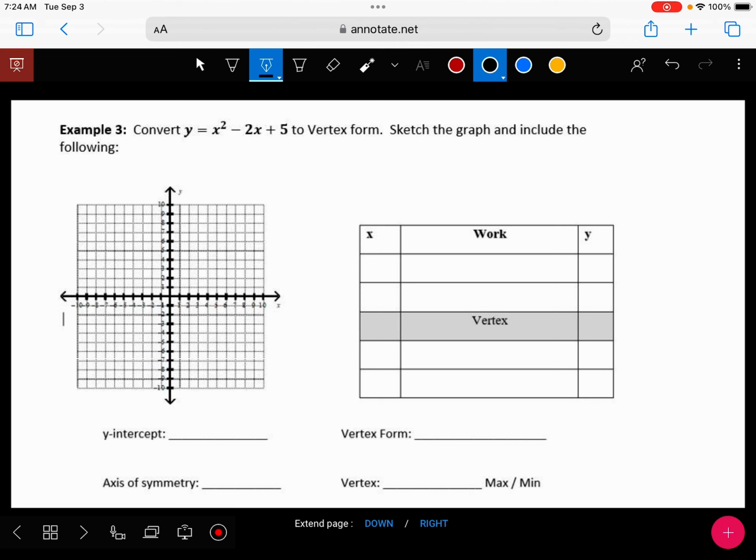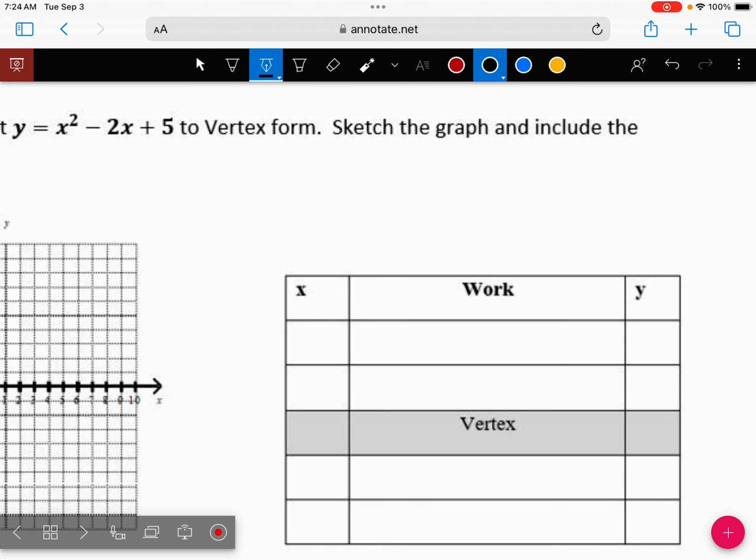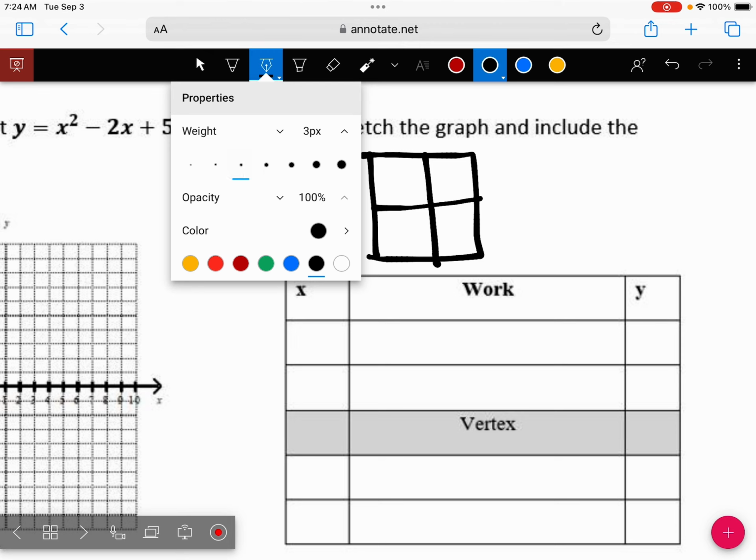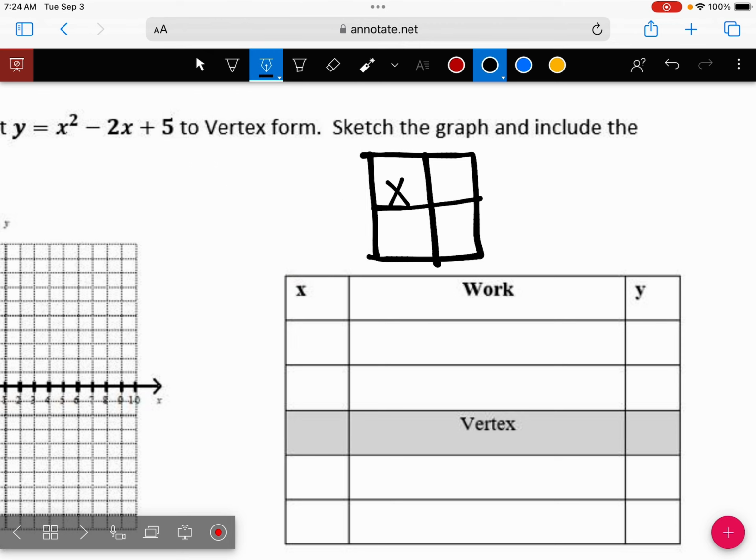So let's go ahead off to the side. We have to make our box. Let's go ahead and put this in vertex form. So that means x squared would go here. Then you split that negative 2x to a negative 1x and a negative 1x. The C value is positive 5. That goes outside of the box.